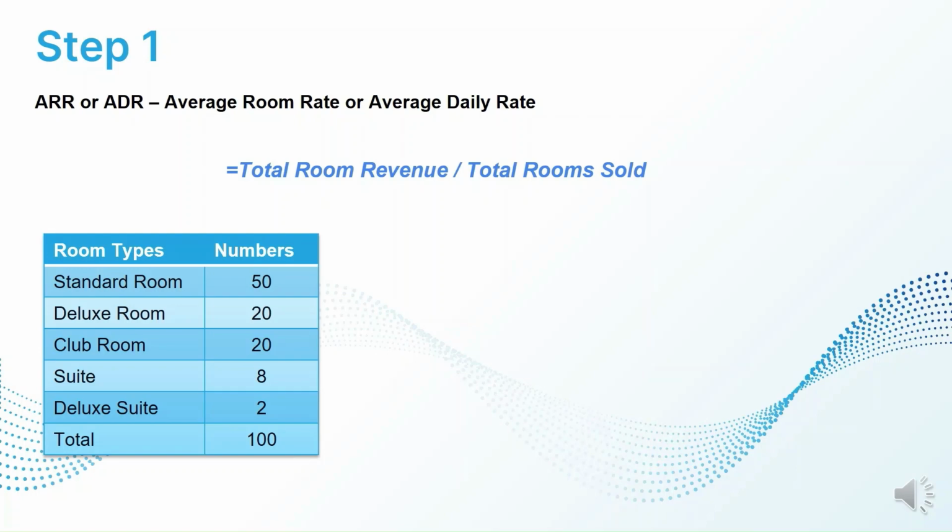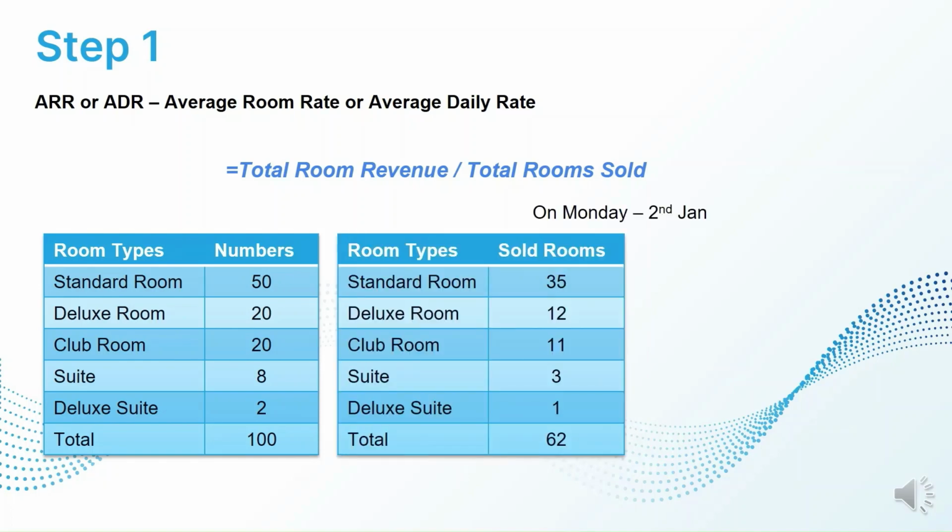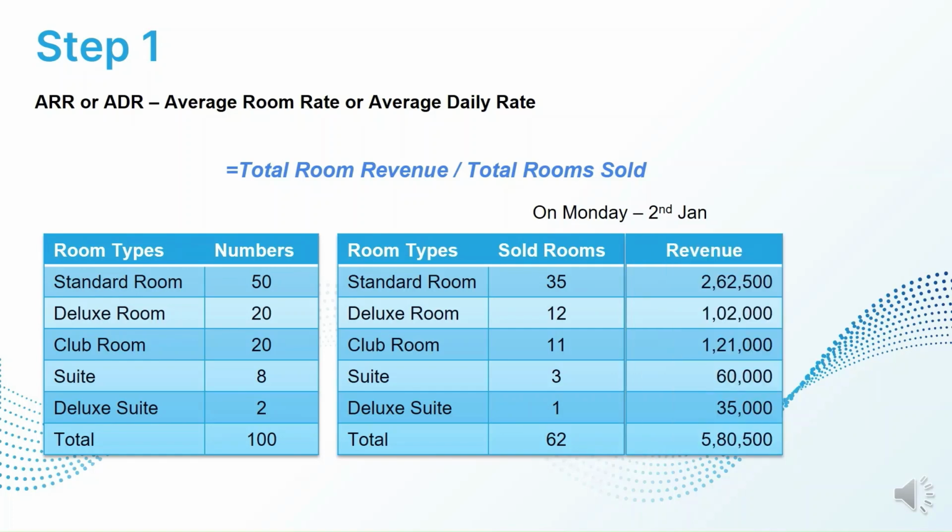It had 100 rooms and it has 5 different categories of rooms. So there are 50 standard, 20 deluxe, 20 club, 8 suites and 2 deluxe suites. Now on Monday 2nd of January, these were the number of rooms sold. 35 standard rooms got sold, 12 deluxe rooms got sold, 11 club rooms, 3 suites, and 1 deluxe suite got sold, totaling 62 rooms. Now, the revenue that got generated from sale of each of these room categories is also listed on the right hand side.